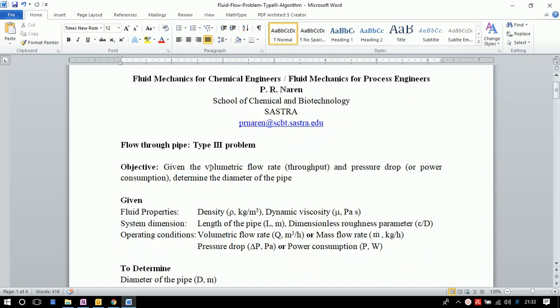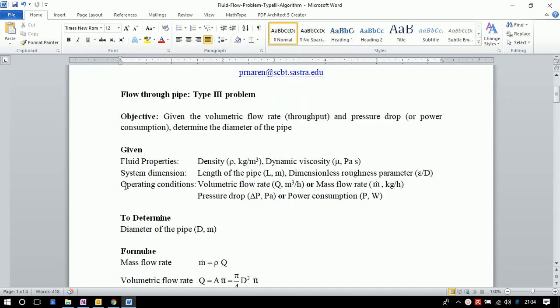I am P.R. Narayan from the School of Chemical and Biotechnology, Shastra. In this short video, I will explain briefly the algorithm to solve a flow-through pipe problem, which is a type 3 kind of problem as part of the fluid mechanics course.